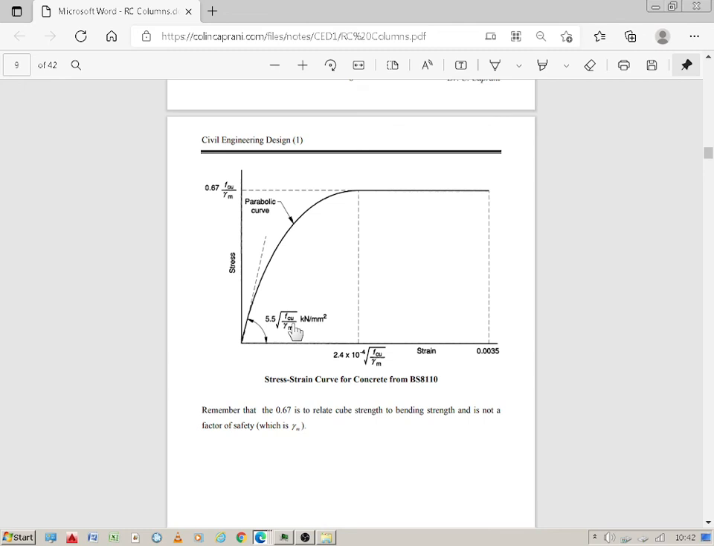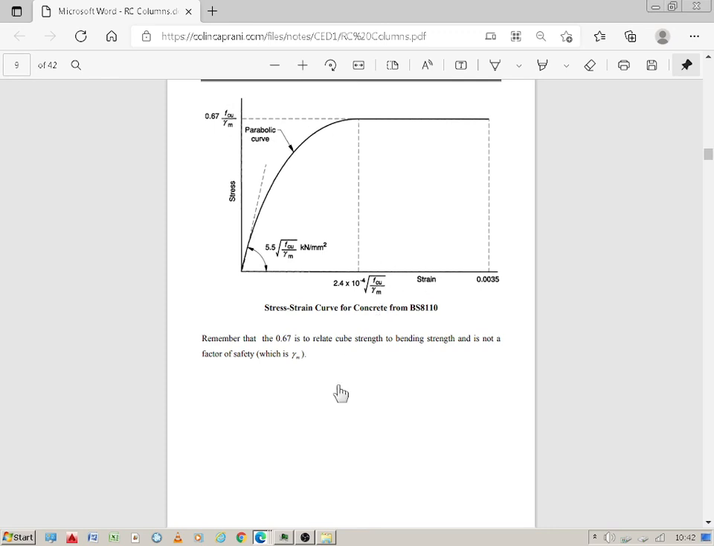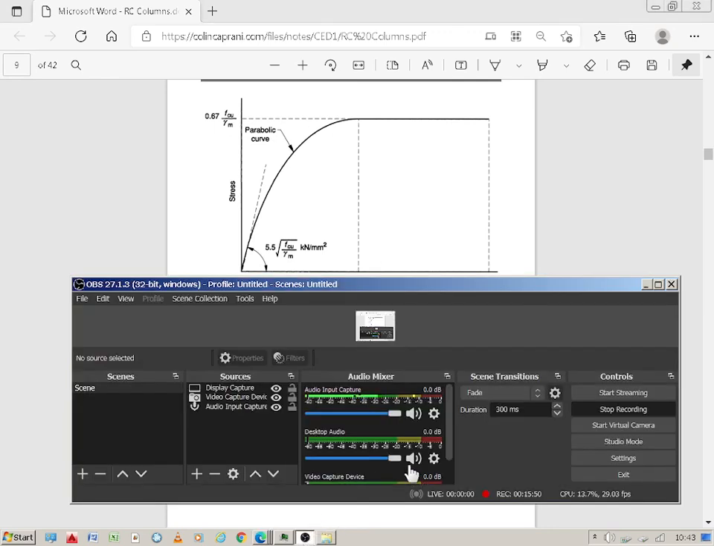So that basically concludes part 1. This is page 9 of 42, so there might be another couple of videos on it, but I think this video is getting a bit too long.